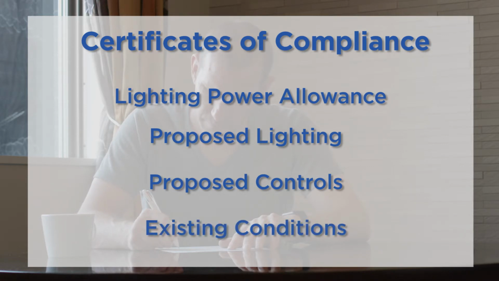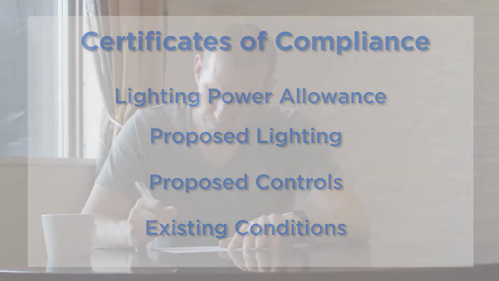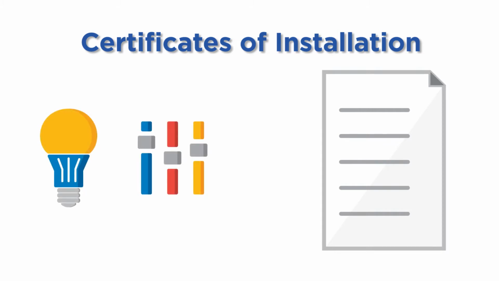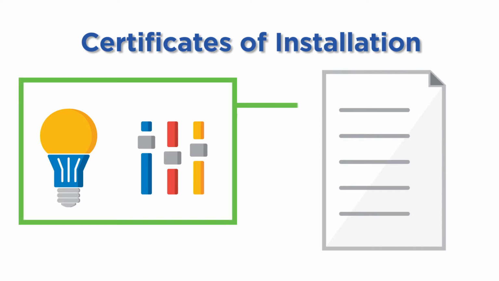The Certificate of Compliance forms help plan checkers verify that the proposed lighting system alteration is in compliance with the energy standards. The Certificate of Installation forms are completed during the installation phase by the installer or contractor. These forms are a declaration by the installer or contractor that the installed lighting system matches what is proposed on the plans and the controls and systems meet all energy standards requirements.